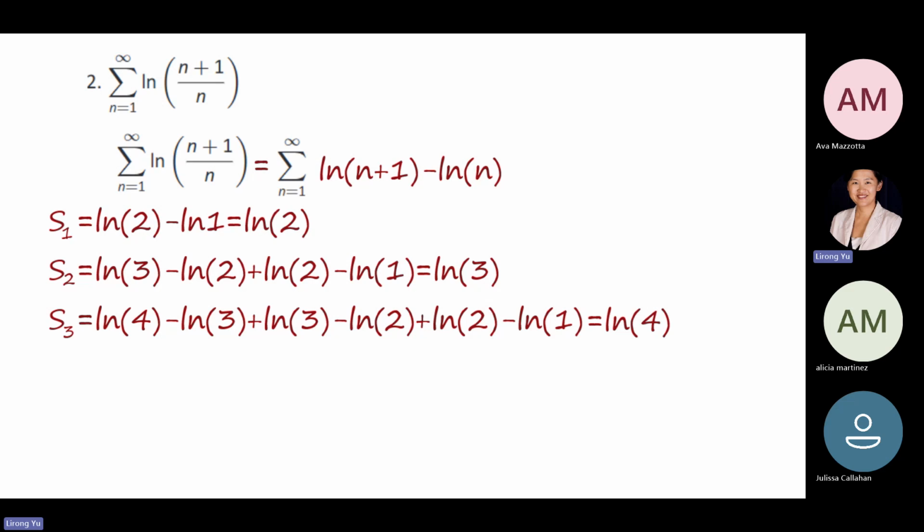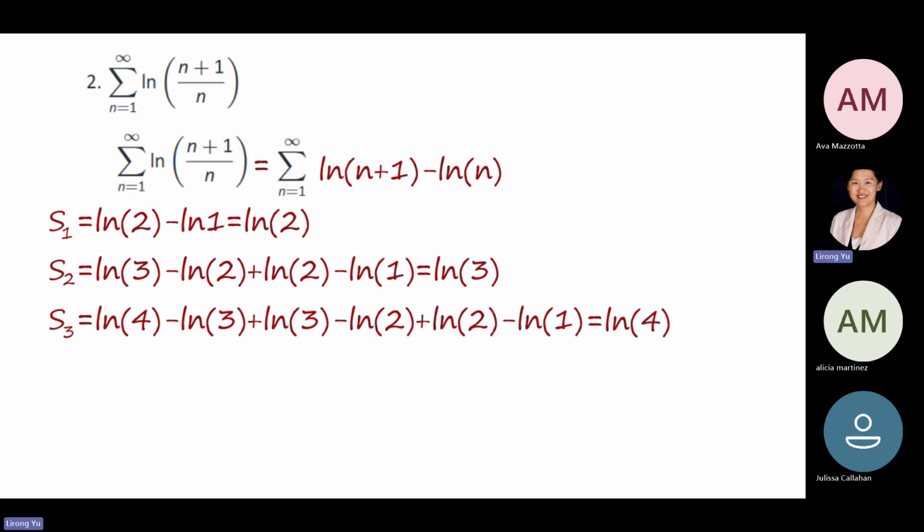S of 2 is adding the first two terms. That's natural log of 2 minus natural log of 1, plus natural log of 3 minus natural log of 2. And then you can see the middle two get canceled. And also the natural log of 1 equals 0, so we end up having natural log of 3.